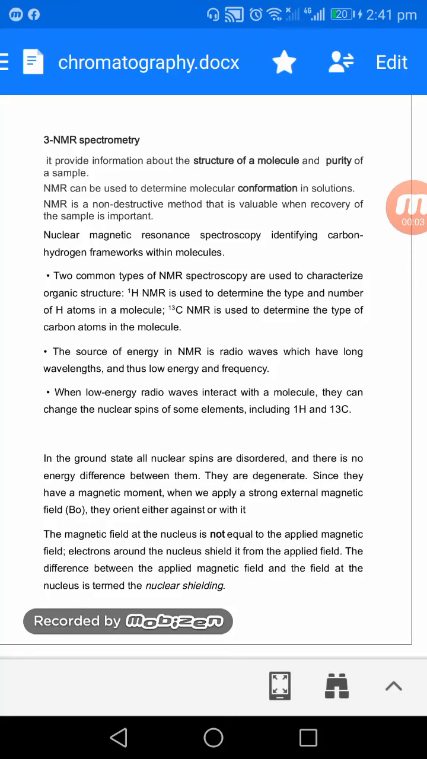NMR provides information about the structure of a molecule and the purity of a sample. يعني بتعرفنا كيف ارتباطات الذرات في بعضهم داخل المركب والpurity. It is used to determine molecular conformation in solutions. والconformation أخذته عنه بالكيمستري اللي هو الترتيب الفراغي.